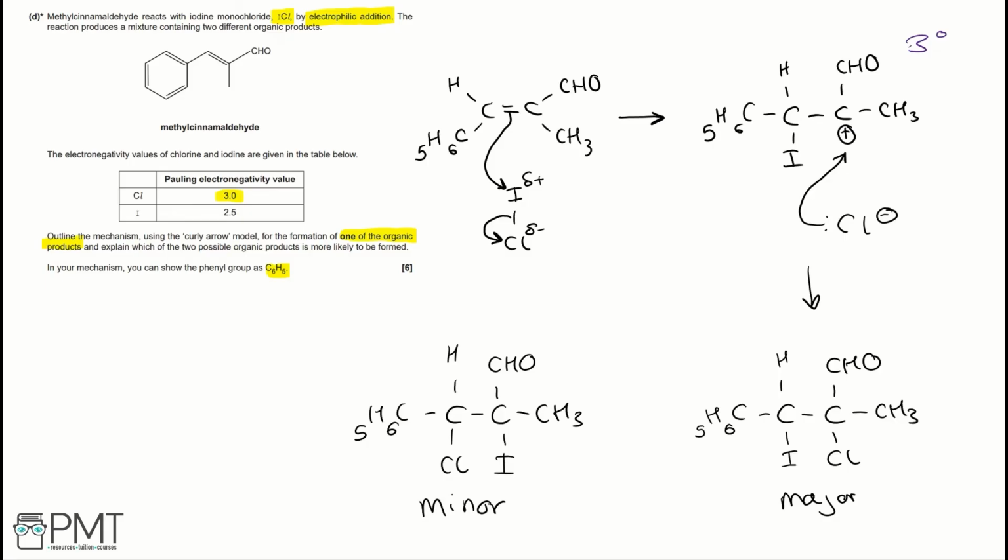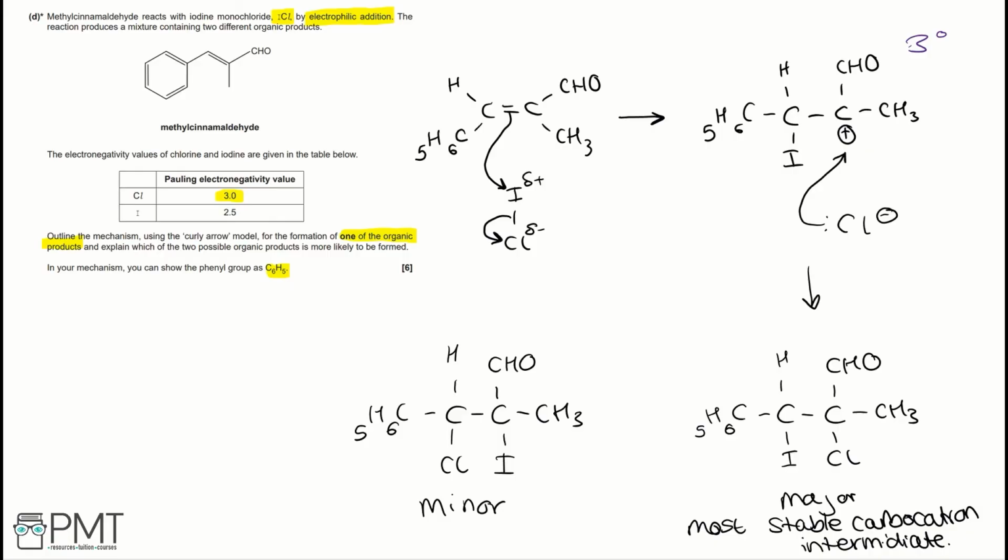So this is our minor product. Either mechanism will get you the marks for this question. So it doesn't matter if you do minor or major, as long as the mechanism is correct. So here I've just written a little explanation, most stable carbocation intermediate. So that's what I said about having the tertiary carbocation intermediate in this mechanism that we've drawn.